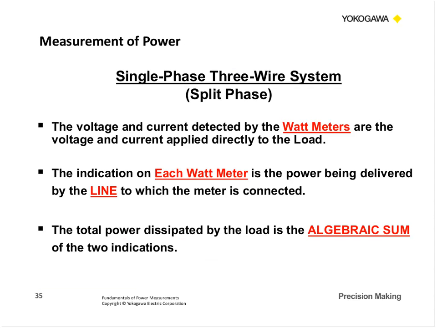So again, the voltage and current detected is that applied directly to the load. And each wattmeter shows the power that is being delivered by that line. And the total power is just the algebraic sum of the two-watt indications.